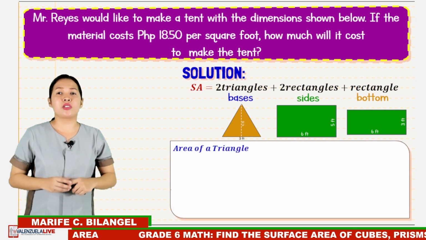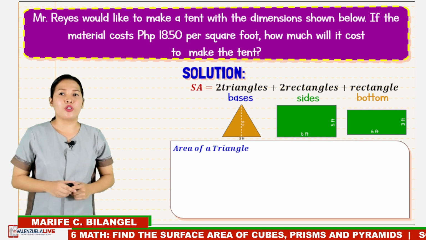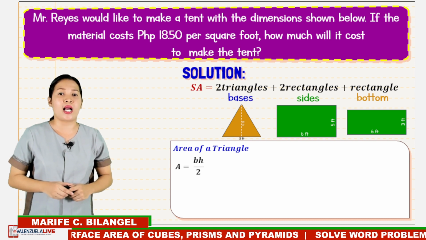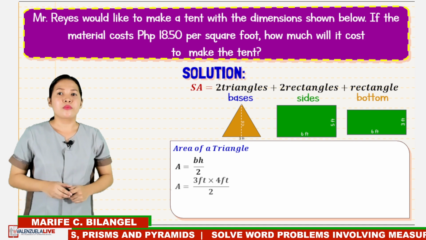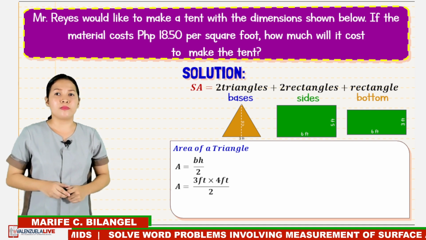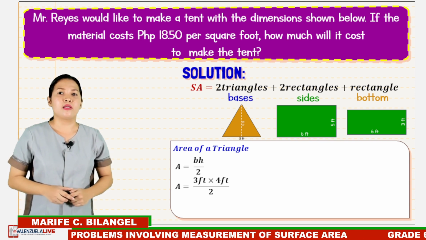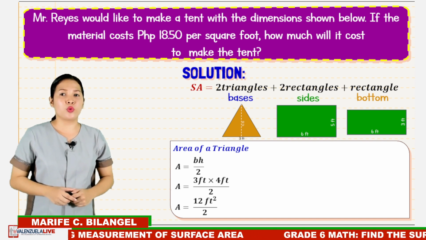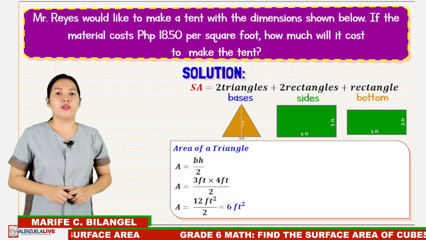Let us substitute the given dimensions. Let's start with the triangle. The formula to find the area of a triangle is base times height divided by 2. The dimensions of the triangle are 3 feet and 4 feet. So we multiply 3 feet by 4 feet divided by 2. That is equal to 12 square feet divided by 2, which is equal to 6 square feet.